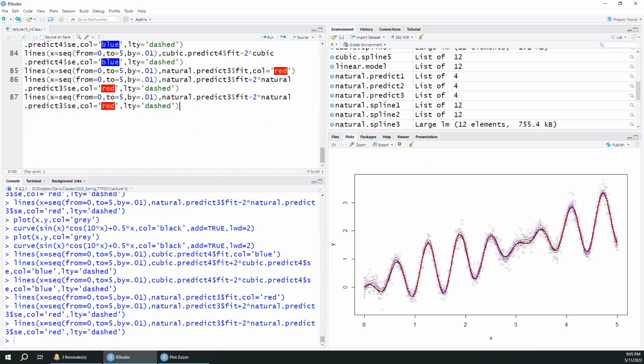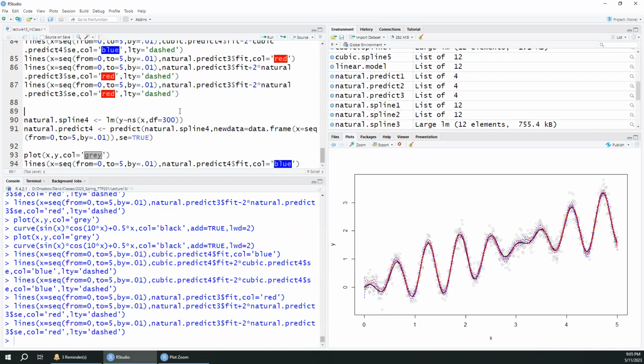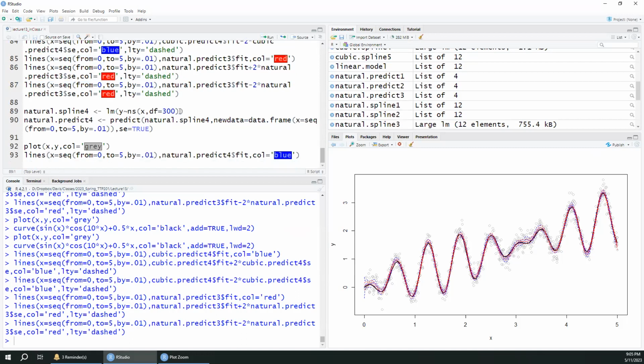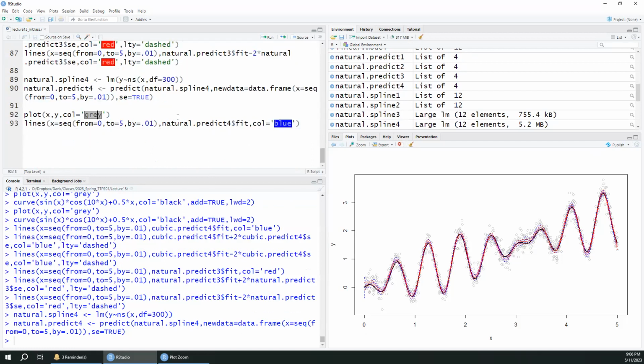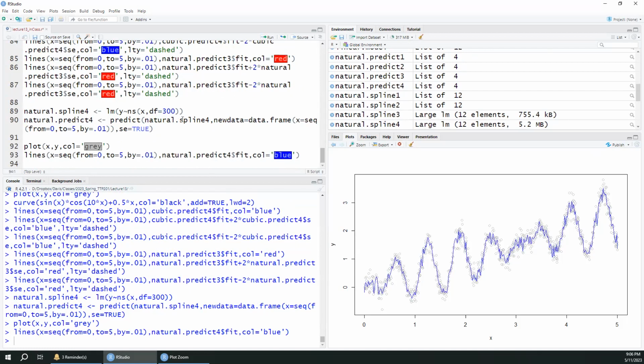Okay. Now let's see one more thing. I'm going to run one last model, natural spline 4. And this time I'm going to have 10 times as many degrees of freedom, so 300 degrees of freedom. I'm going to run all of this through. And let's see what happens and what this plot looks like.